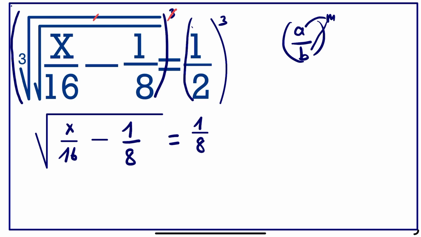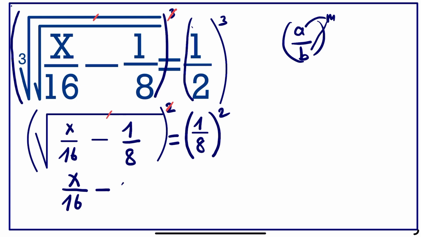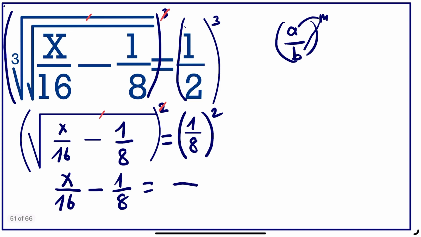The next step is to eliminate the square root. So we have to square both sides. So bracket and square, bracket and square, so that the square and the square will cancel out. Moving further, we'll be left with x over 16 minus 1 over 8 should be equal to, we do the same, 1 squared is 1, so we have 1, and 8 squared is 8 times 8, which is 64.